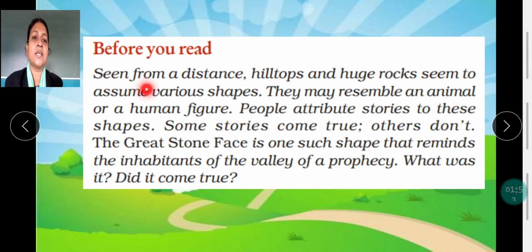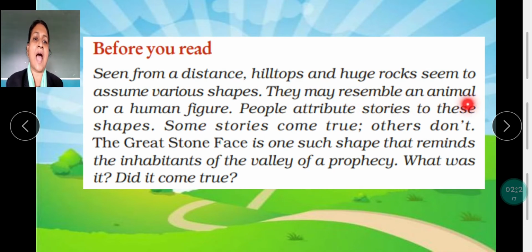Before you read: seen from a distance, hilltops and huge rocks seem to assume various shapes. We human beings, that's what we call perspective. I may see it as something, and if you ask the other person, that person will see it from a different perspective. So we all assume a structure into different resemblances which we can relate to our daily life, the people we meet. So there is some connection, there is some resemblance to that.